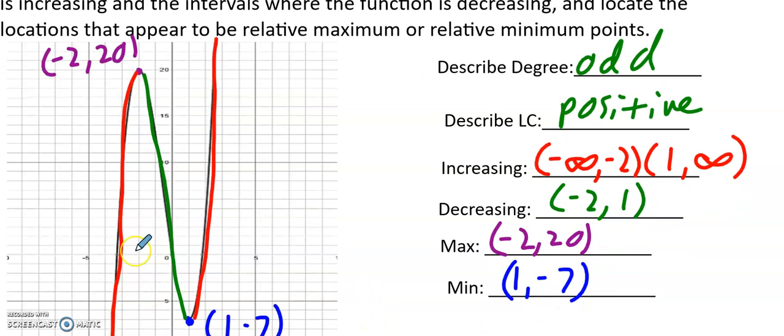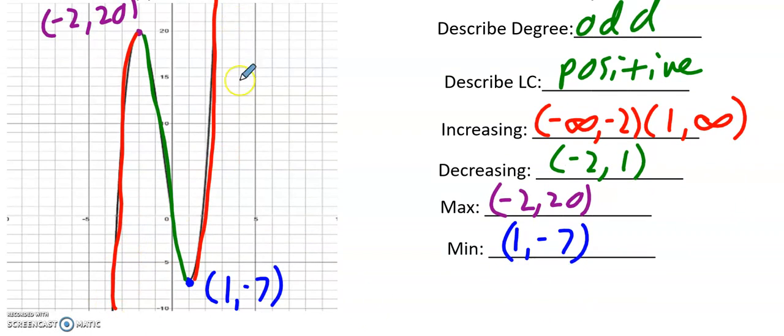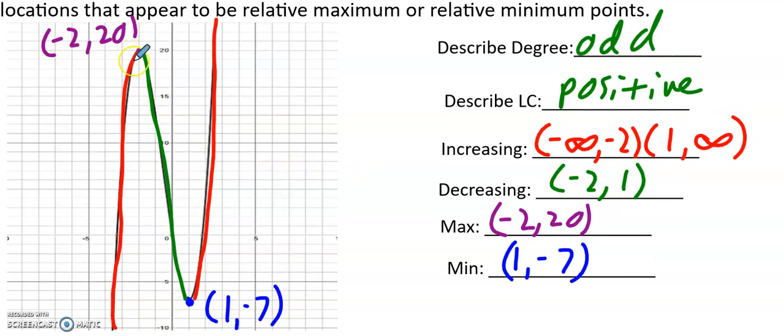Okay, from the end behavior, I know it's going down to the left and up to the right. That tells me that the degree is odd and the leading coefficient is positive. I identified this as a relative maximum at -2, 20. This is a relative minimum, which is at 1, -7. Then I used those to find my increasing and decreasing intervals. It increased from -infinity to -2, and from 1 to infinity, and it decreased from -2 to 1. I would also point out that even though minimum and maximum were listed below increasing and decreasing, I found those first. So we don't always have to go in the order in which things are listed.